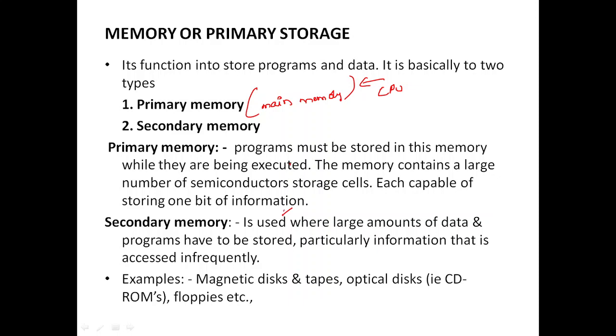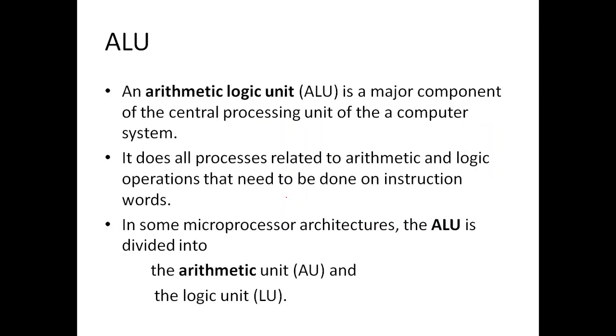When it comes to the secondary memory, it is used where a huge amount of data is there. We'll store it in the secondary memory. Huge amounts of data, like magnetic disks, tapes, optical discs, are all examples of secondary memory. And the next one is the arithmetic and logical unit. In microprocessors, the ALU is divided into two: AU is the arithmetic unit, and LU is the logical unit. Combined, we call it the arithmetic and logical unit. It is one of the major components of the CPU. Why? Because in order to do all the related calculations, we need this arithmetic and logical unit.